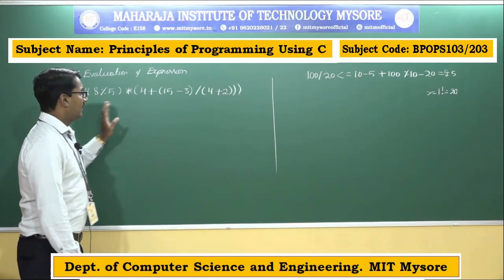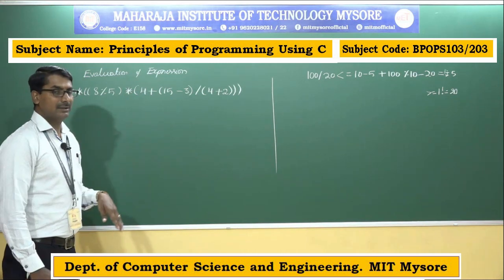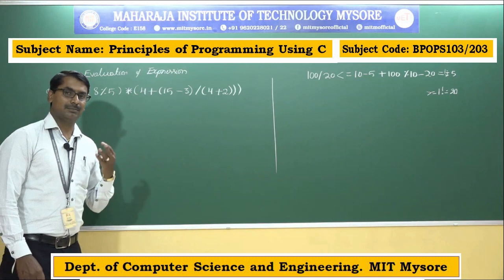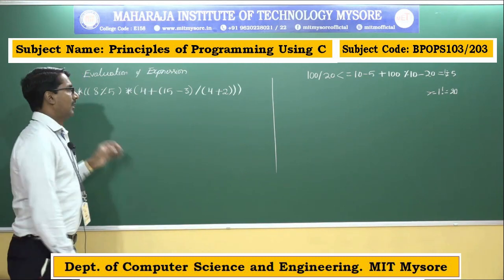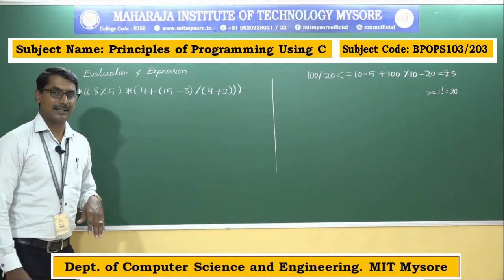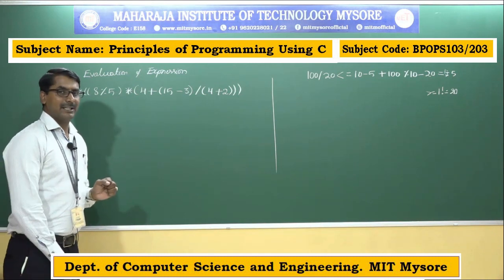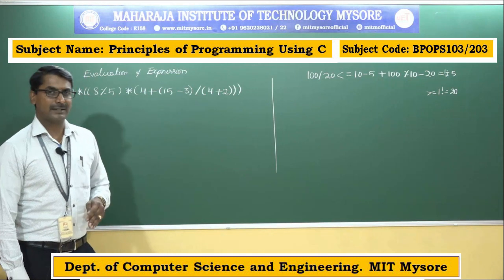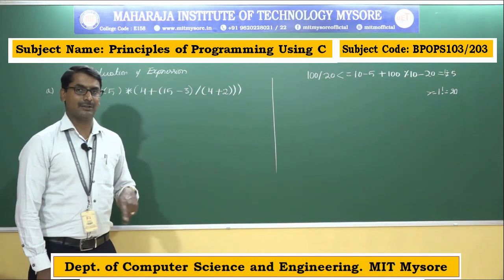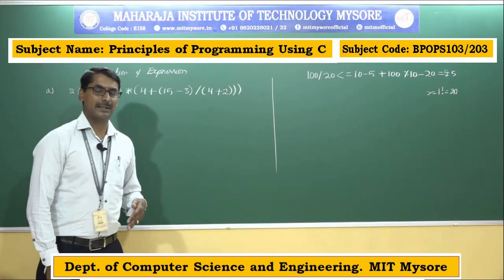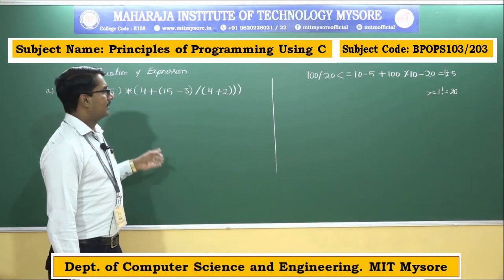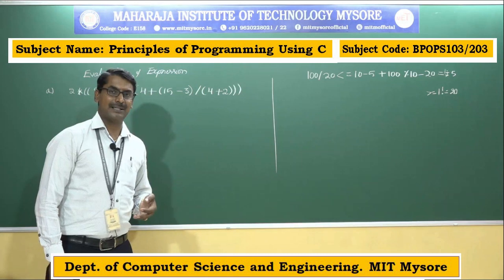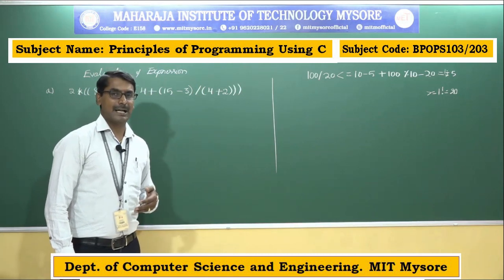When we give this expression to the computer, it will execute it based on the precedence and the associativity. Precedence means priority of the operator. So, first the higher priority operator executes first, later the lower priority operators. Then the associativity: if two operators have the same precedence, how is that evaluated?